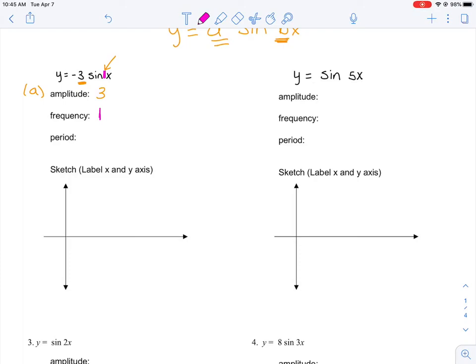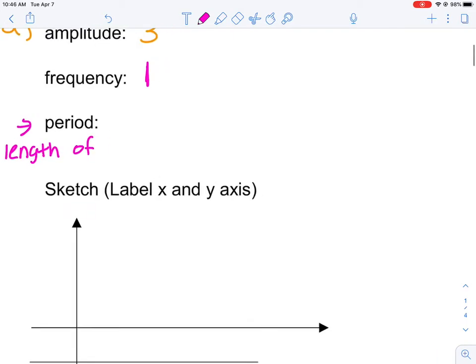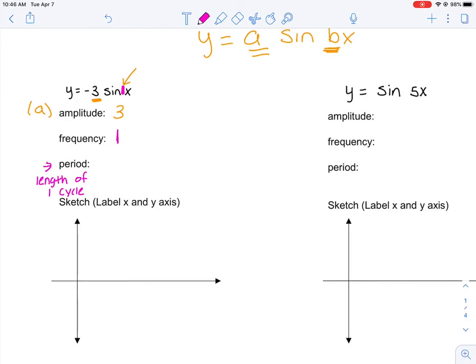But when I'm going to sketch it, I'm really going to use my period, which is the length of 1 cycle. To calculate our period, I do 2 pi and I divide it by my b value. And my b value is this frequency. So my period in this case is 2 pi divided by 1, which simplifies just to 2 pi. Now, I'm going to use those 2 values to help me graph it.